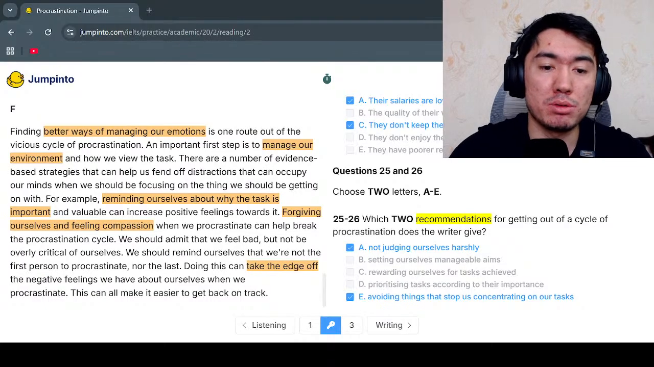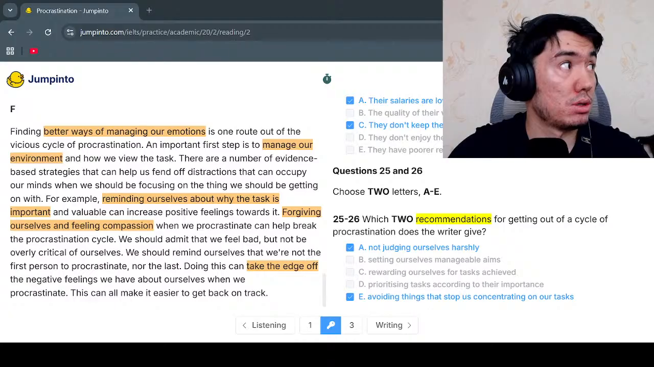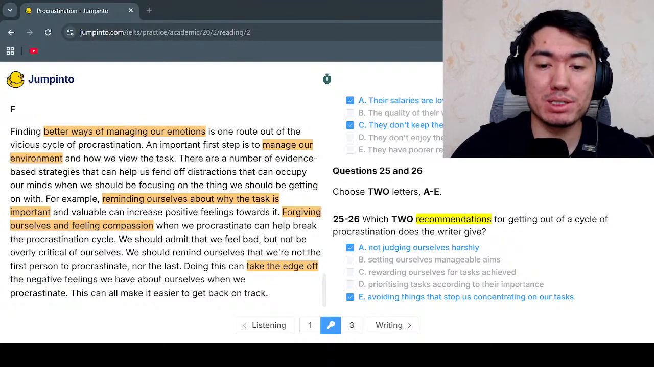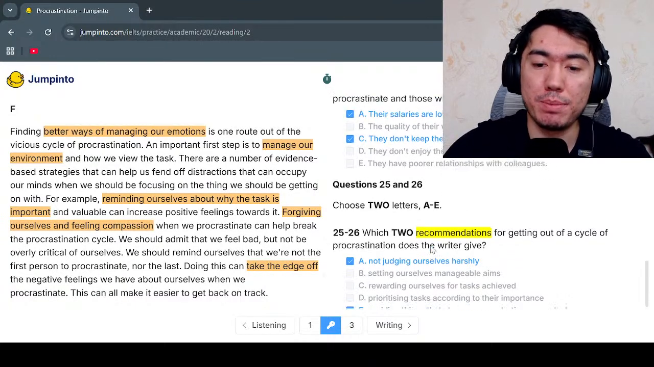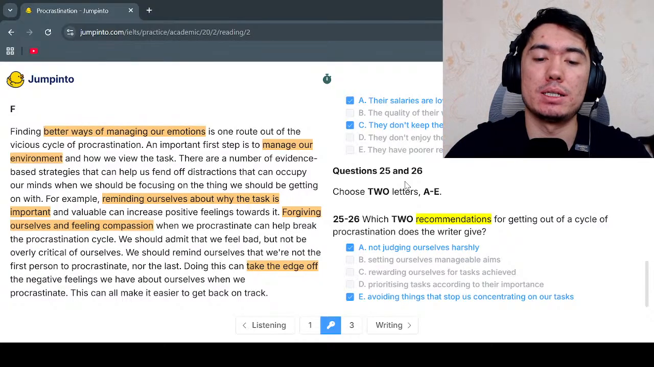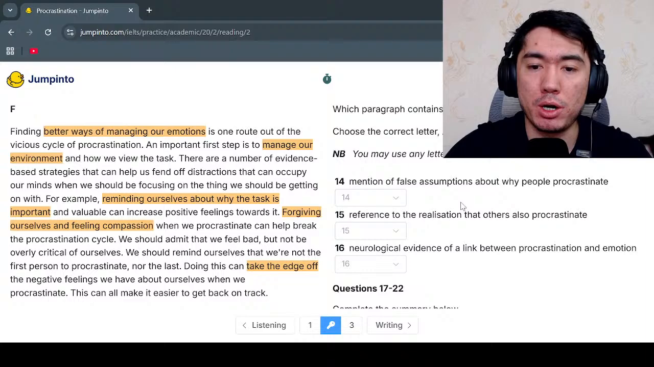So fending off distractions. I'll be honest with you, I don't know the phrasal verb, fend off distraction. So that one's going to be new even for me. But yeah, A and E are the answers. I am very confident, right? Just from the last paragraph.